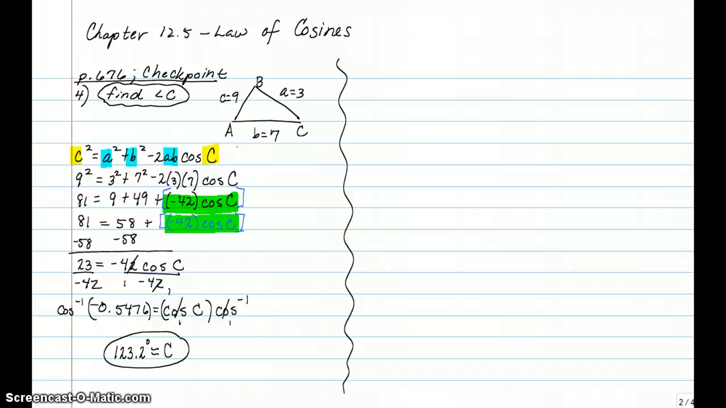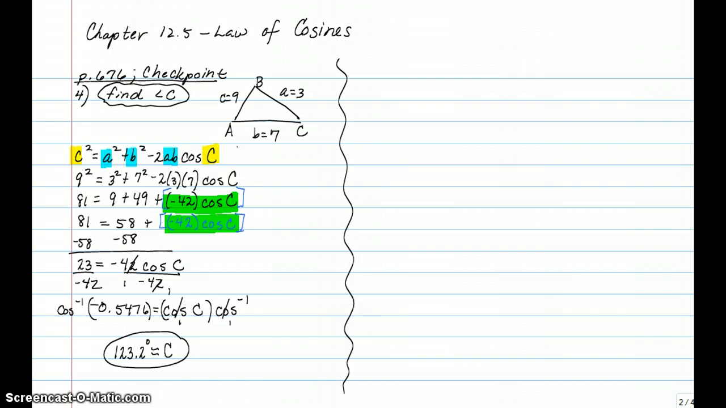Divide both sides by negative 42. Now in this instance, you get a big long number, but if you were to round it to the nearest 10,000th, or the 4 digits past the decimal, you get negative 0.5476. You want to just get C, so you have to take the inverse of a cosine, which is cosine negative 1.